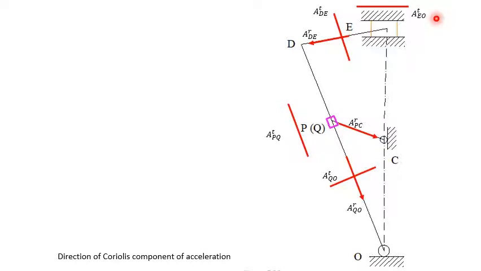So next, we have one more component of acceleration, that is Coriolis component of acceleration. So in this slider, how exactly the Coriolis component of acceleration is acting, or in which direction it is acting. In order to see that, let us consider the link OD. On this link we have a slider Q, right? We got the velocity of this slider Q with respect to O in this direction, that is forward direction, right? So velocity is acting in a forward direction, and it is rotating in a clockwise direction.